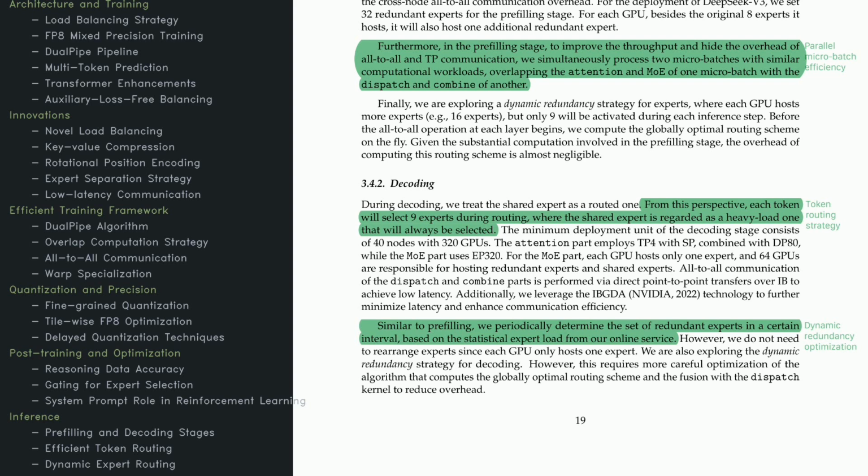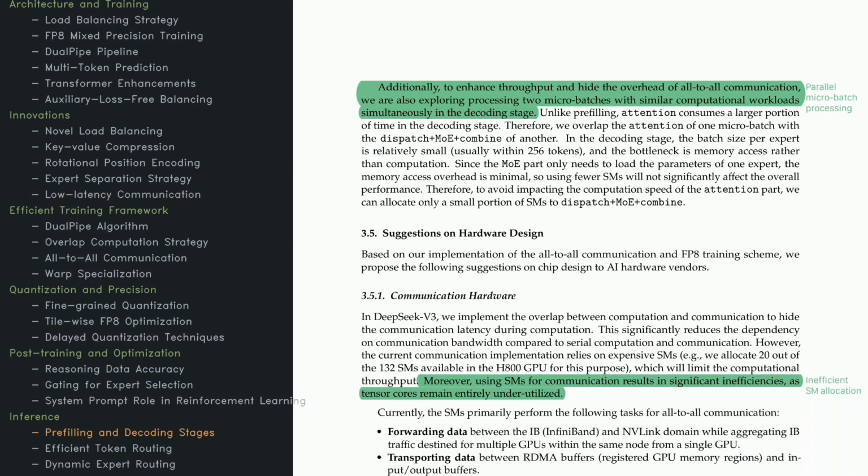Each GPU has one expert, plus redundancies to balance load. Periodic routing adjustments keep performance solid, minimizing inference cost. Decoding speed gets a boost by overlapping tasks between microbatches. While one batch handles attention, another tackles expert computations. Smaller decoding microbatches need fewer resources.